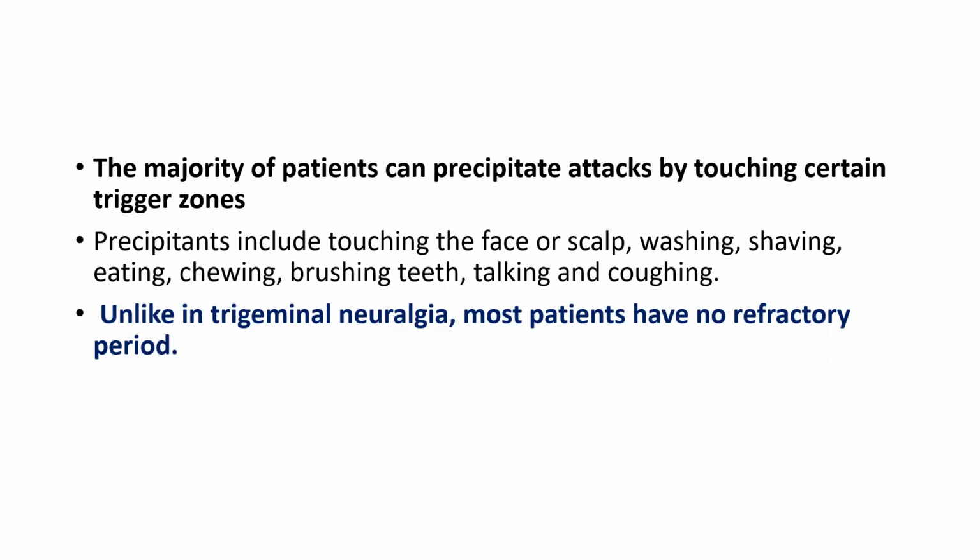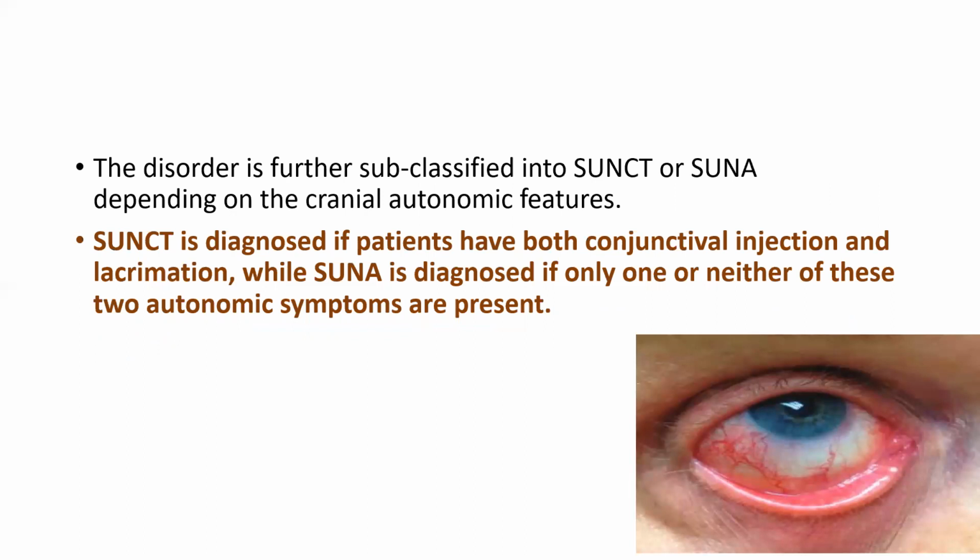But two important things distinguish SUNCT and SUNA from trigeminal neuralgia. First is the presence of autonomic symptoms; in SUNCT and SUNA that will be positive. And second, unlike trigeminal neuralgia, most patients with SUNCT and SUNA have no refractory period. So we should remember these two things. If we want to distinguish SUNCT and SUNA on the basis of autonomic features, we should check some symptoms.